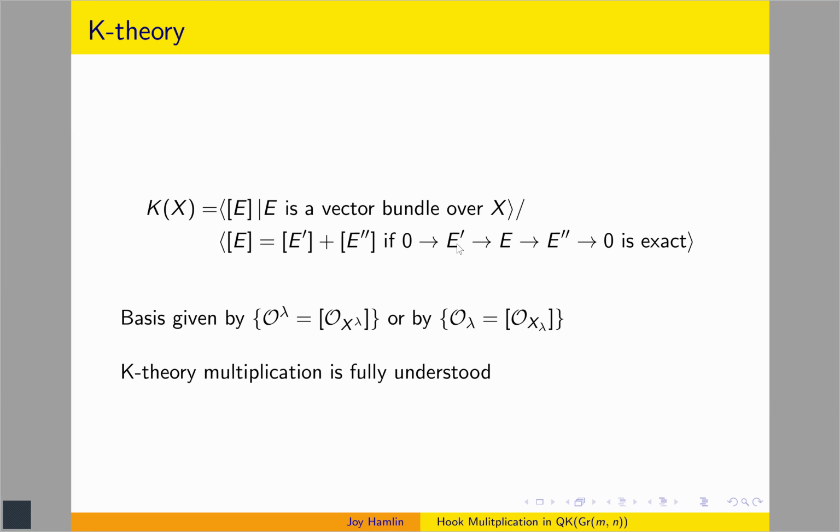Another generalization of cohomology is K-theory. The K-theory ring is the vector bundles over X up to short exact sequences. If we want a basis over Z, we can look at the structure sheaves of X lower lambda or X upper lambda, whichever you prefer, and I'll be writing O up or down lambda, without the square brackets, to denote that class. K-theory multiplication is fully understood. We have a combinatorial Littlewood-Richardson rule for it. We know how K-theory multiplication works.